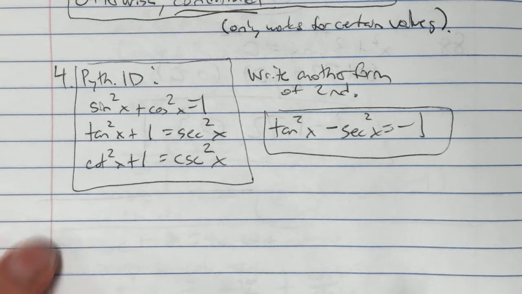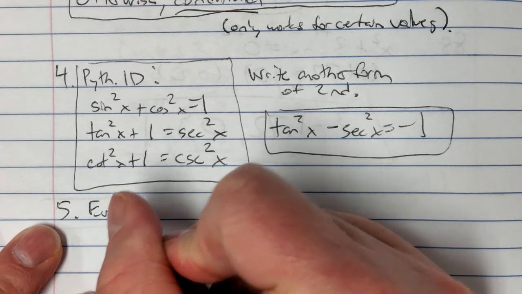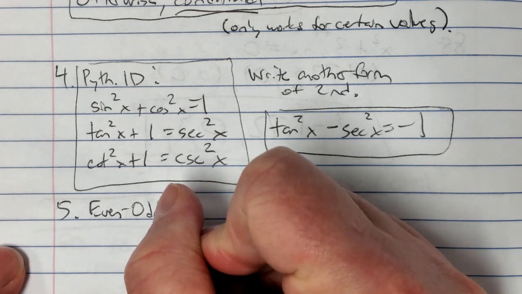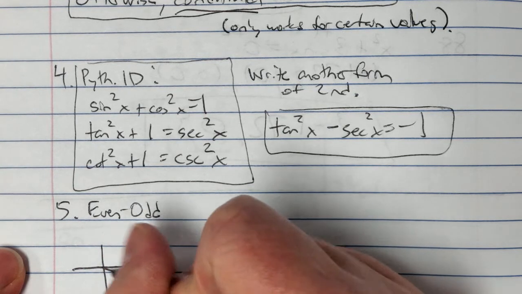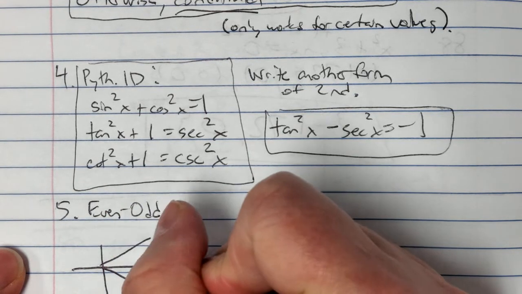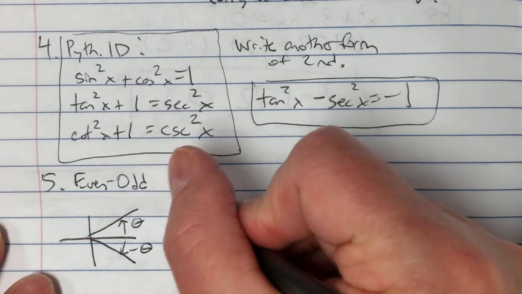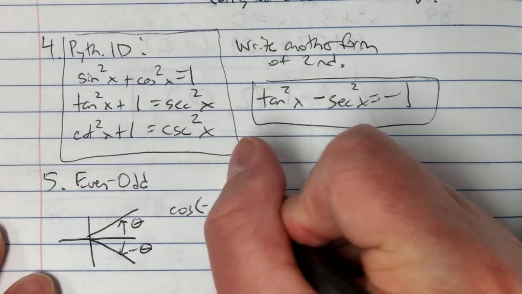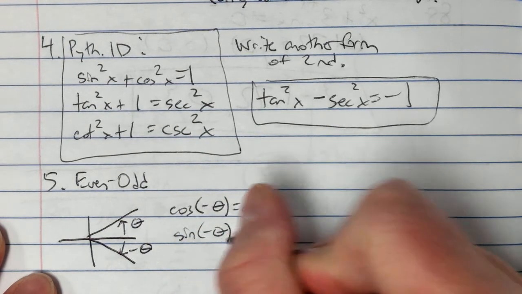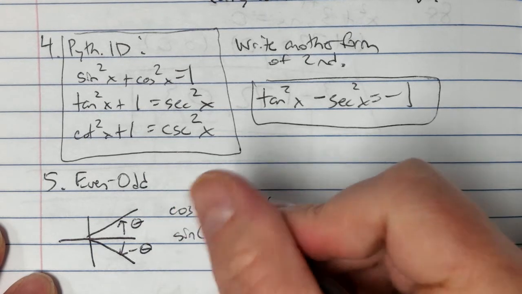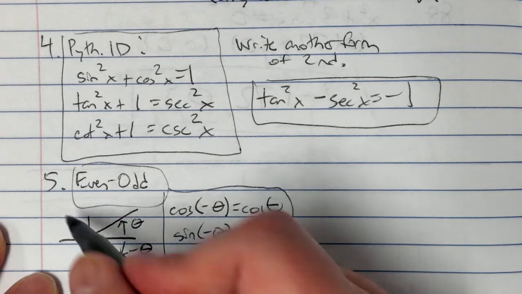And then number 5, these are, again, examples of even and odd. We have your angle going backwards and forwards. And so what we have are cosine of a negative angle is cosine, and sine of a negative angle is negative sine. And so you need to write that part, which is your even odd.